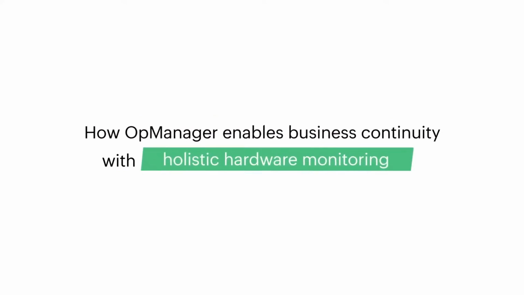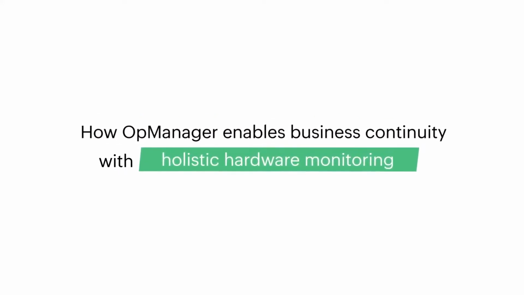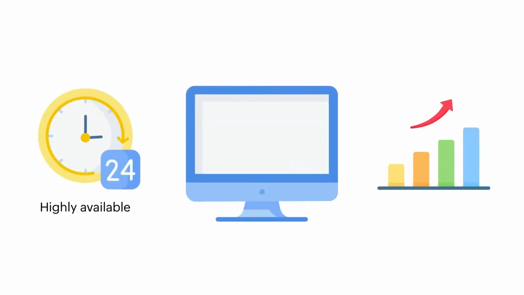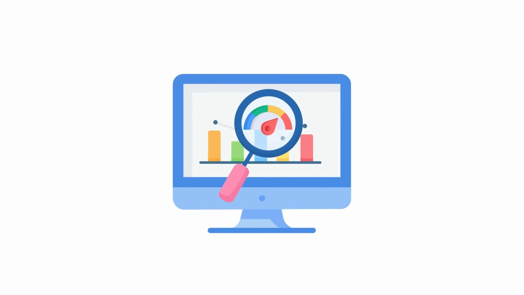How OpManager enables business continuity with holistic hardware monitoring. A highly available and well-performing network is usually the result of optimally performing hardware. Hardware monitoring software typically uses hardware monitors to measure critical metrics.